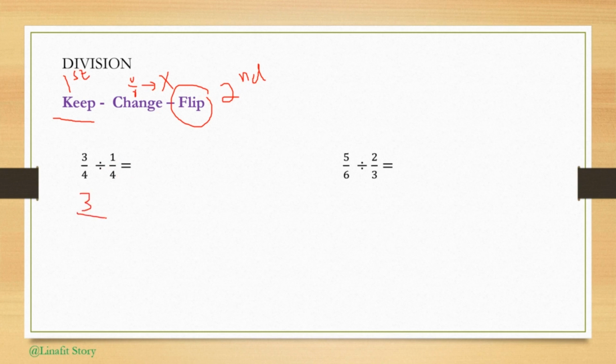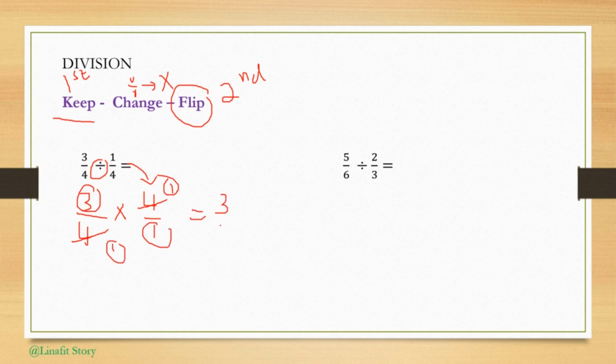So keep, change, then flip. And after that, here you may use the cancellation method between 4. So this is 1, this is 1, and after that multiply the top number. 3 times 1 equals to 3. And then 1 times 1 equals to 1. So 3 out of 1 means 3 divided by 1 equals to 3.